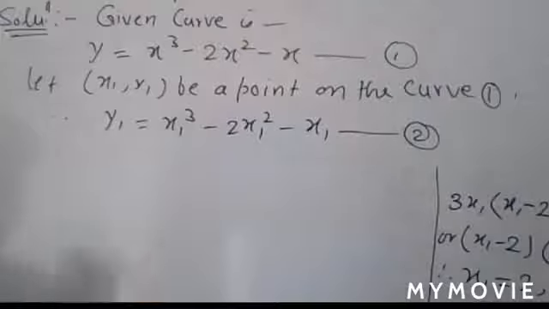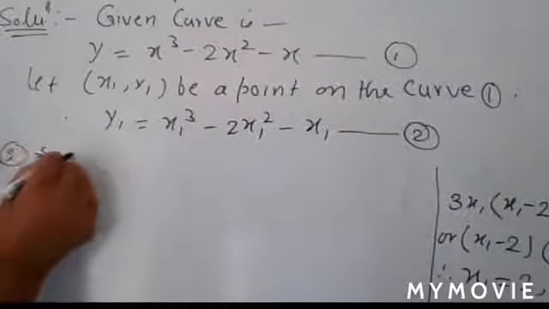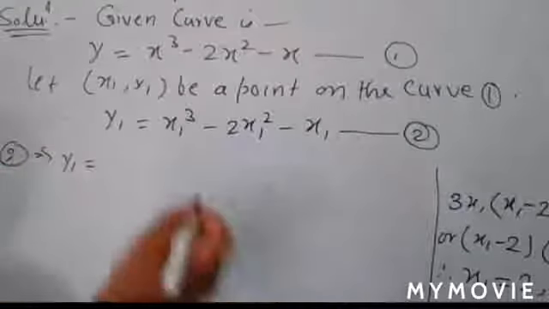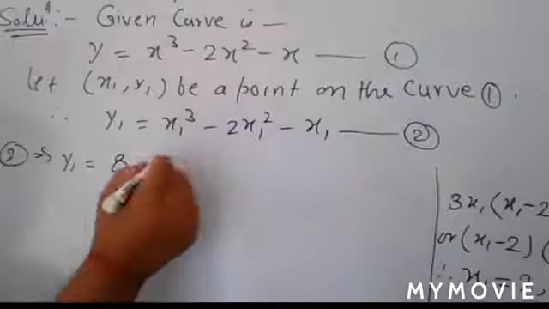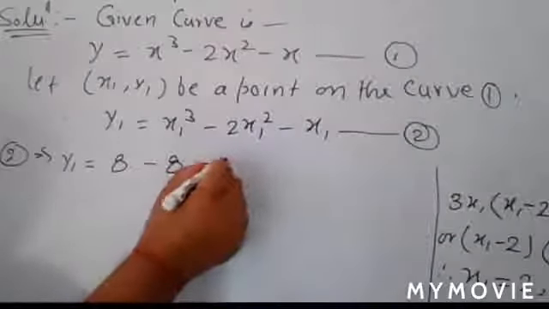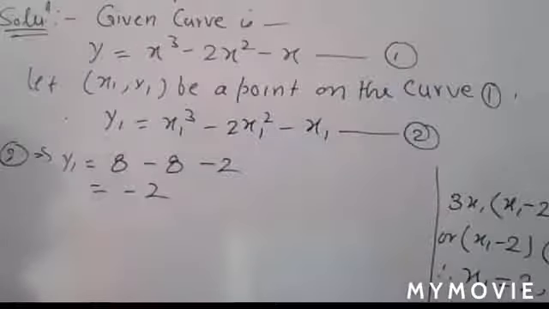So just right after that. So x is equal to 2 implies y1 is equal to, for x is equal to 2, here you have 8 minus 8, and here you have minus 2, so you have minus 2. So y1 is equal to minus 2 in that case.